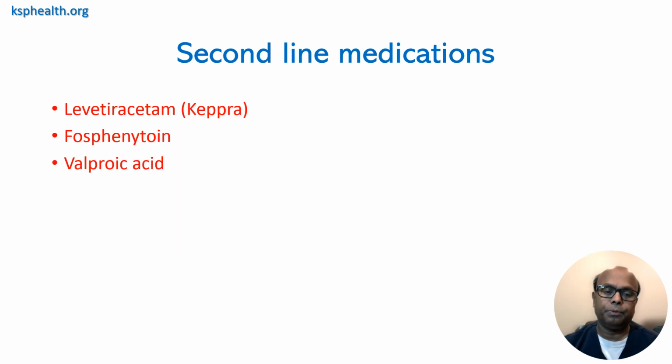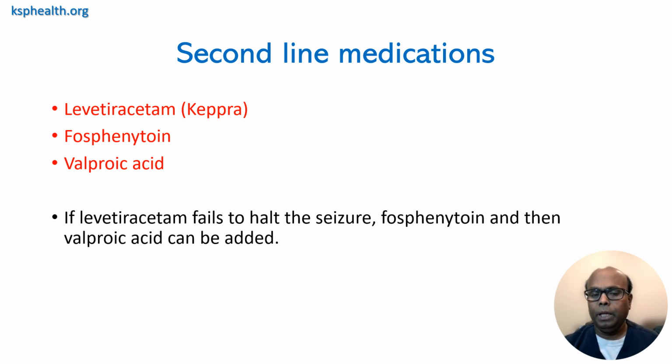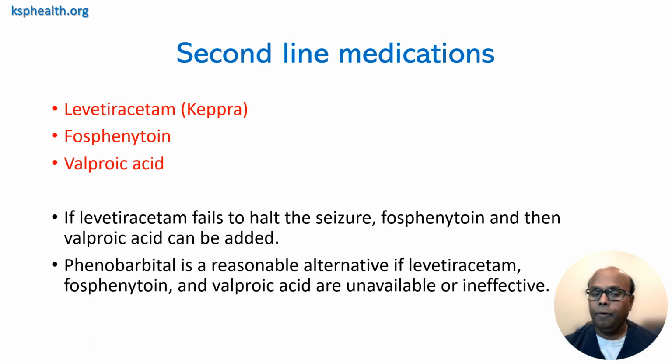successfully halted the seizure. The second-line medications are levetiracetam, fosphenytoin, and valproic acid. If levetiracetam fails to halt the seizure, fosphenytoin, then valproic acid can be added. Phenobarbital is a reasonable alternative if levetiracetam, fosphenytoin, and valproic acid are unavailable or ineffective.